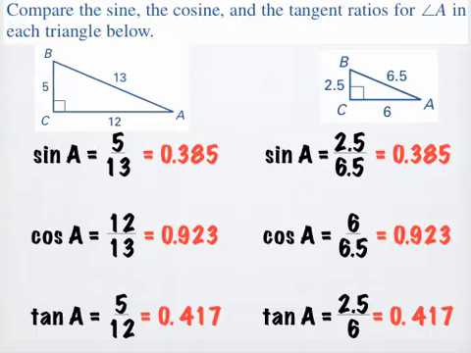In this case, it was 0.385. I'm not sure what the angle measure here is. We're not to that point yet. But we know based on the sine, cosine, and tangent and the fact that these are similar triangles that angle A is going to be congruent in both of these triangles.